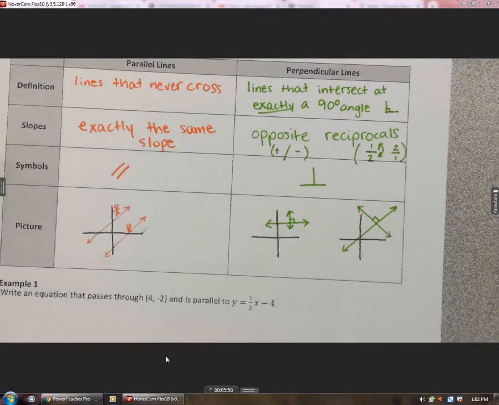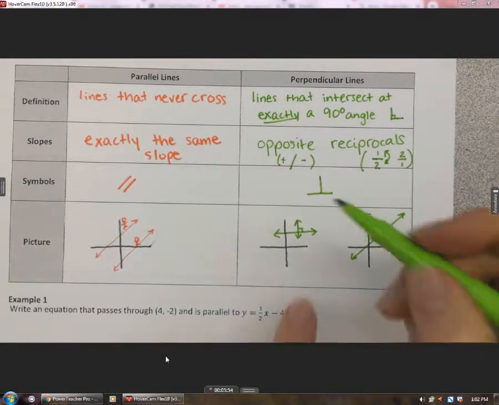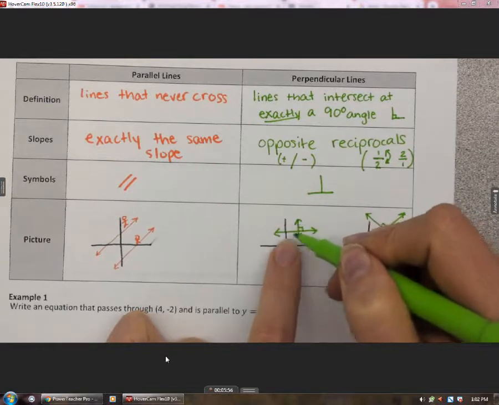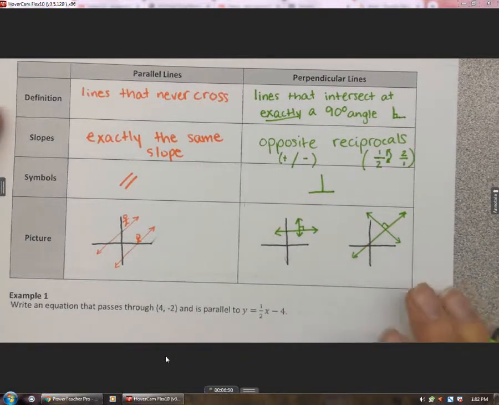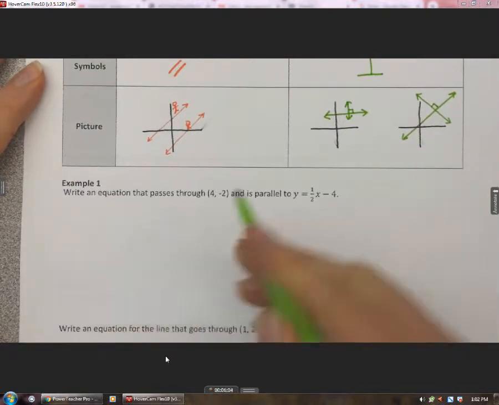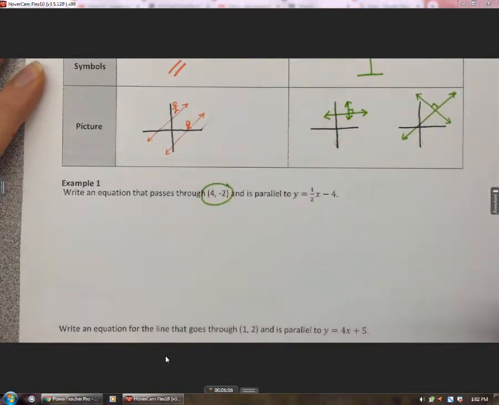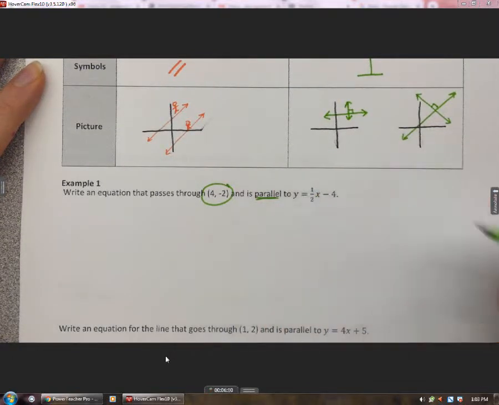Okay, that's your intro. Parallel, perpendicular, we're going to practice writing equations. The whole point is I want to know, if I give you one of these lines, what's the equation of the other line? All right, let's jump into our examples here. Write an equation that passes through this point, and it's parallel to this equation.